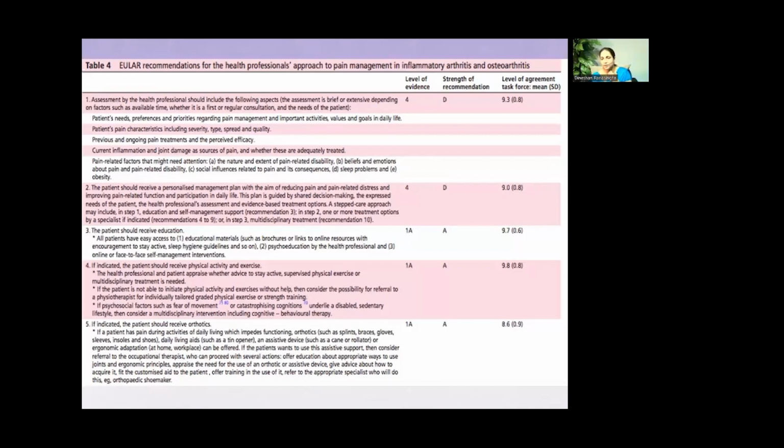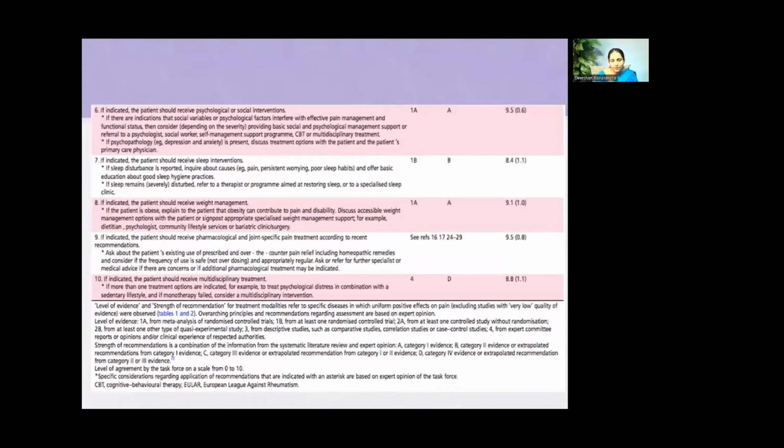So they have come up with the recommendations based on the reviews, and according to the reviews, we see that patients receiving education is highly recommended. So we should educate our patients about what things they should and should not be doing to help in managing their pain. Next, if indicated, the patient should receive physical activity and exercise. So they should be engaged in physical activities and activities of daily life, which will increase their social participation as well. Now we see that this is highly recommended. Next, the patient should receive orthotics if indicated, and this again is highly recommended by this group.